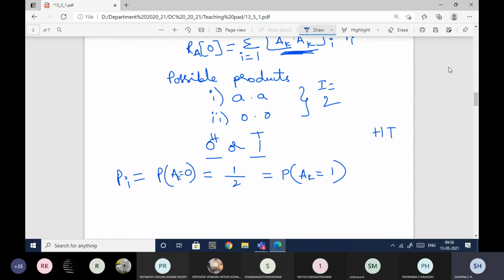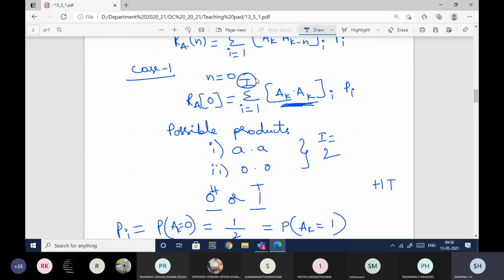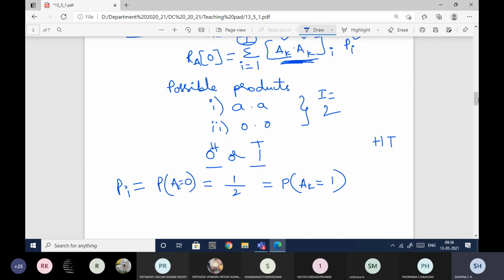Now I came to know what is I, what is pi, and what are the products that I'm going to get. So now what I need to do is substitute it. Does anybody have any doubts until here?